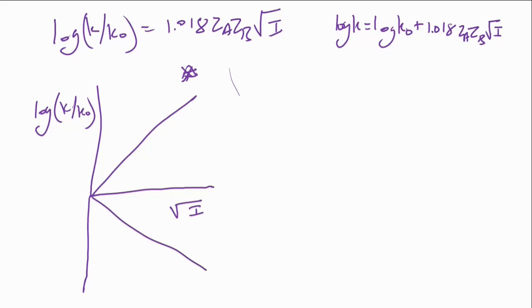Well, first of all, let me put another color so I don't confuse it too much. This is y. This should be your x. This is your slope, m, and there's no intercept. It goes through 0. The only way for your line to be positive like this is if both ZA and ZB are positive numbers. Well, 1.018 is already positive. So the only way for you to get a positive slope is if both ZA and ZB are positive. That is, if you're dealing with the interaction of two positive ions.